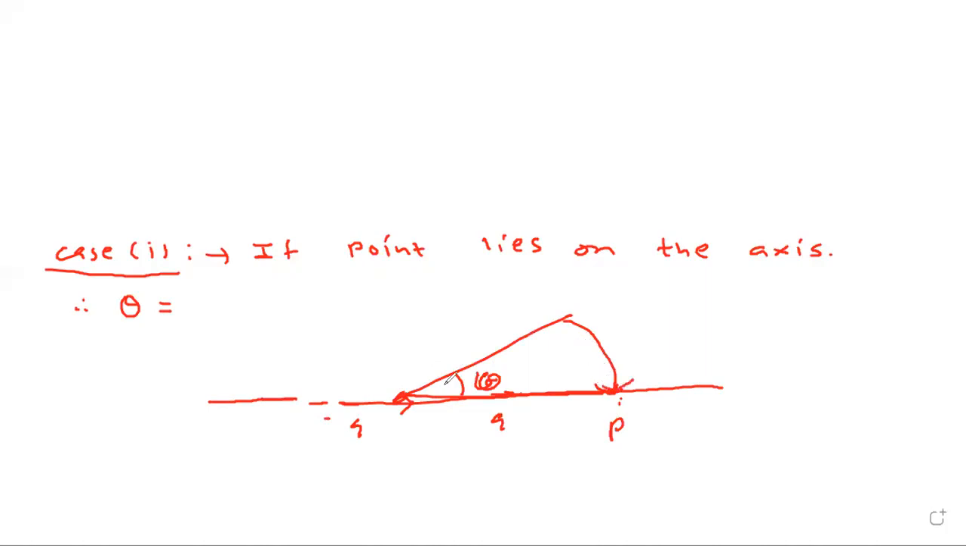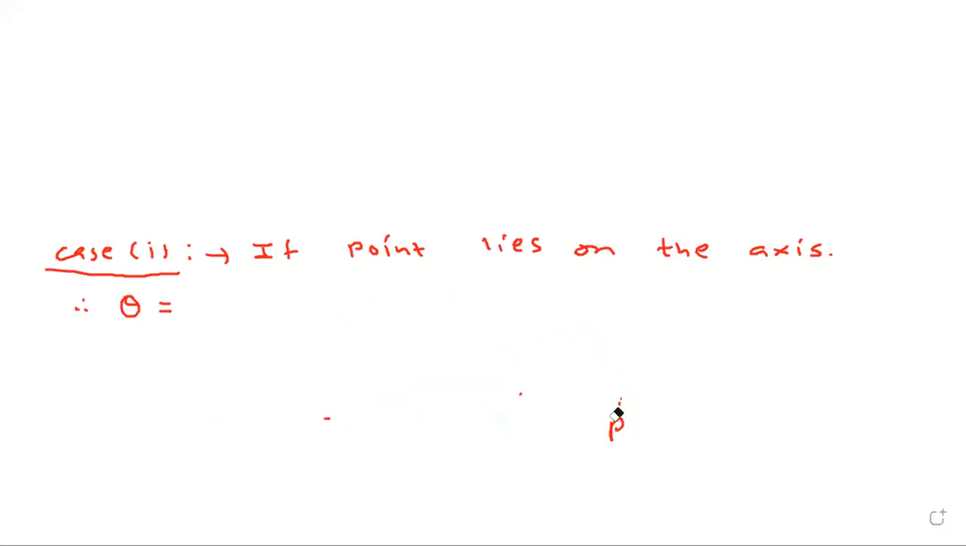How many degrees? 0 degrees. When it is turned this way and brought here, then 180. So if the point is on the axis, then theta can be either 0 or 180 degrees. Point lies on the axis, therefore theta equals 0 degrees or theta equals 180 degrees.